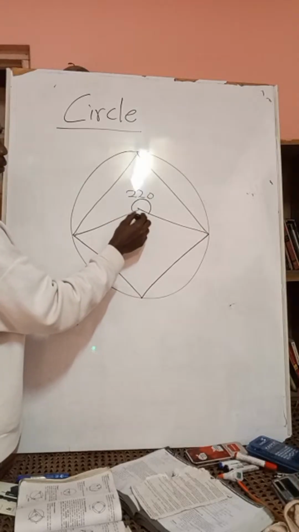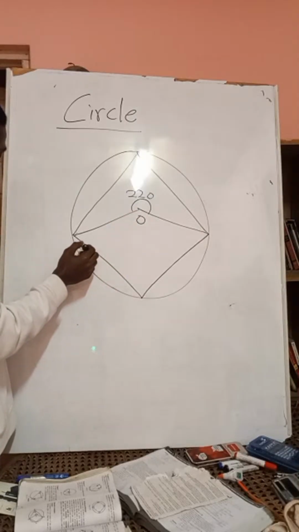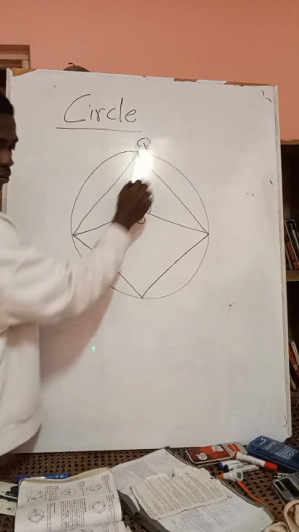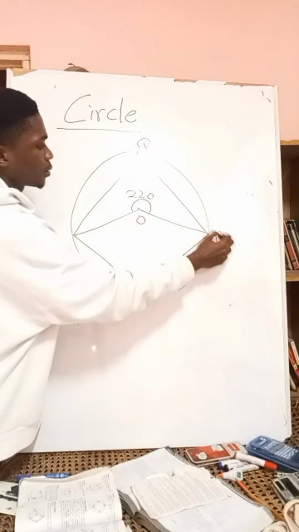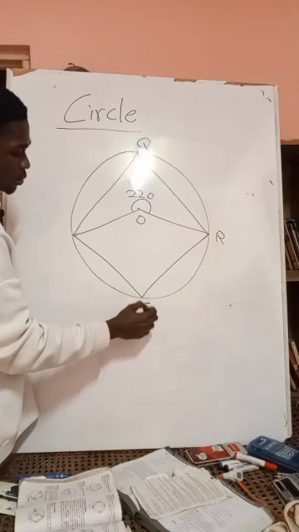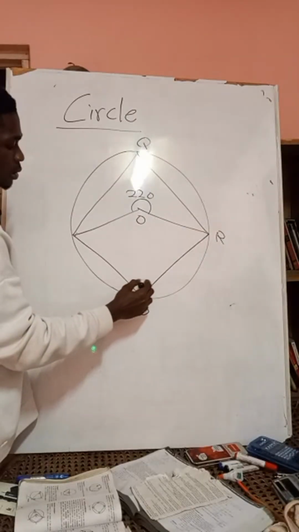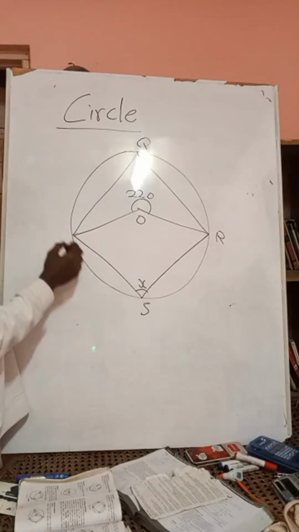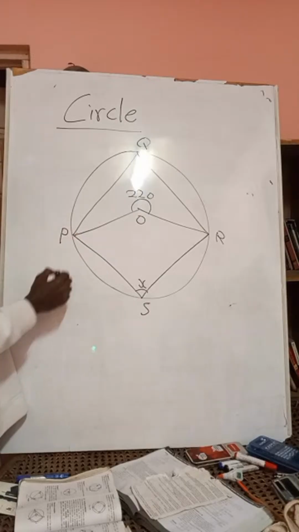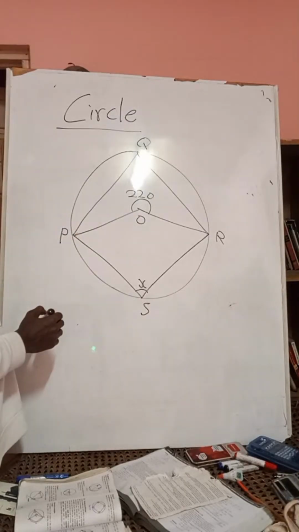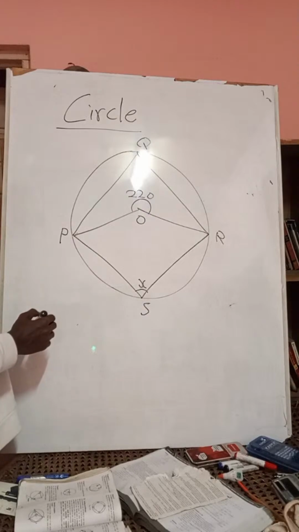Here's center O. Center O. We can name these vertices Q, R, S. This is X. This is P. We are looking for X.